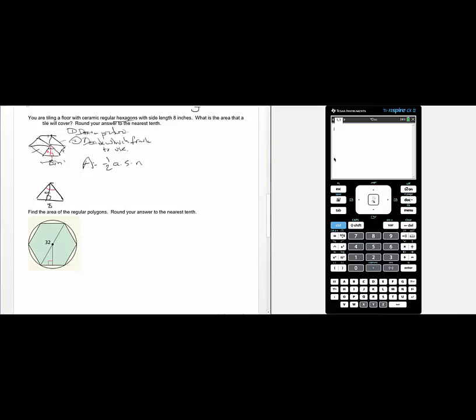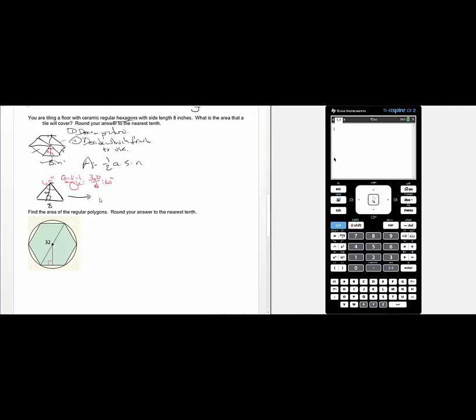Since there are 6 sides, there are 6 of these central angles, and these 6 angles go around and make a full circle. So I think this angle, the central angle, is a full circle divided by how many central angles there are. In this case, there are 6. So I think this whole angle is 60 degrees.